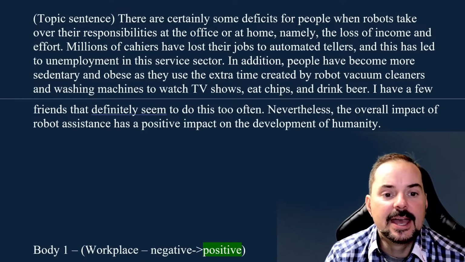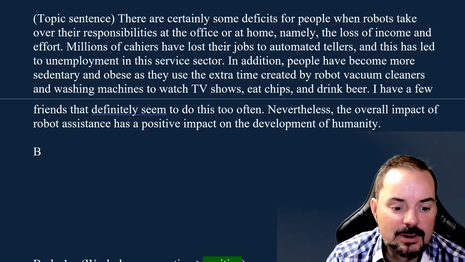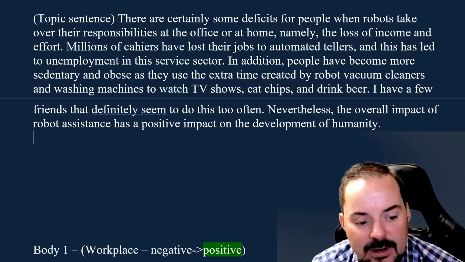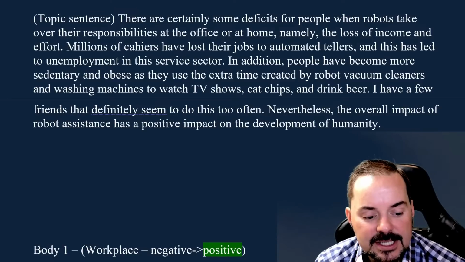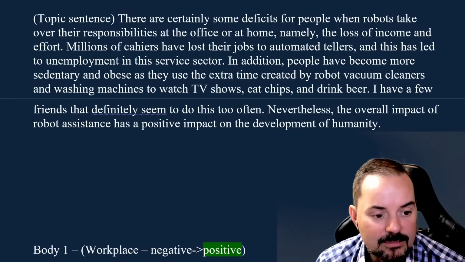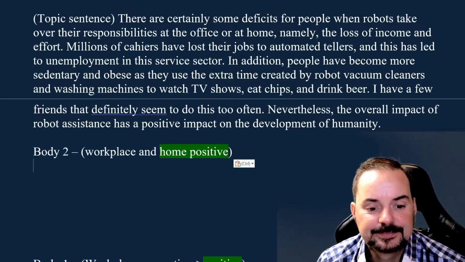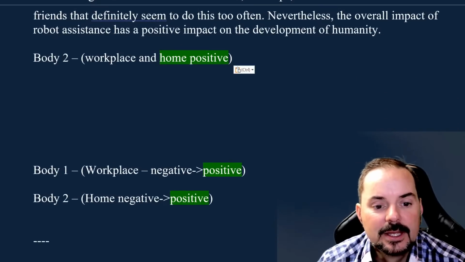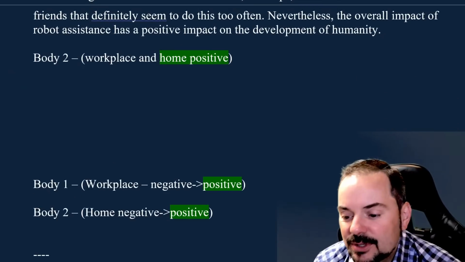Okay, and now I jump into body 2, which is my positive side. It's the side that I support more, right? And then I do the same.